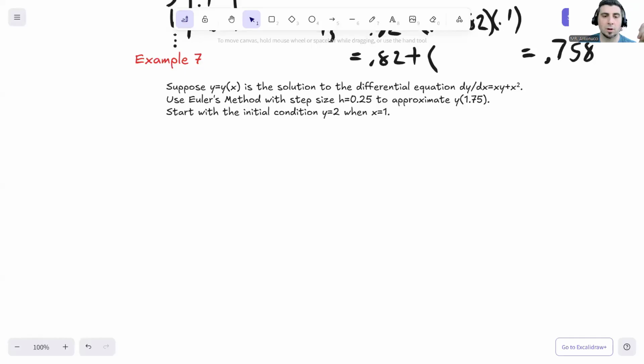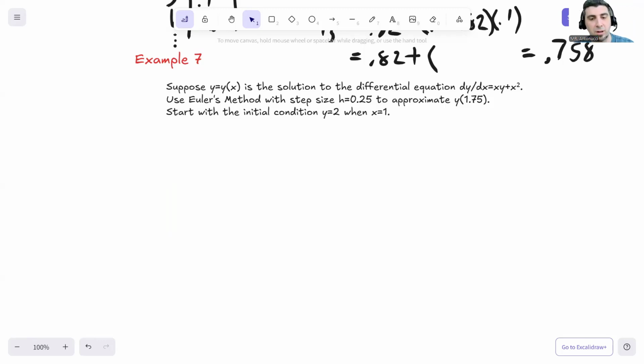All right, so moving on with example 7, suppose y equals y of x is a solution of the differential equation dy/dx equals xy plus y squared. Use Euler's method with step size 0.25 to approximate y of 1.75. Start with the initial condition y equals 2 and x is 1.